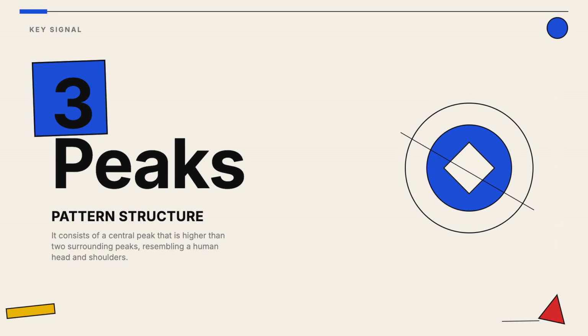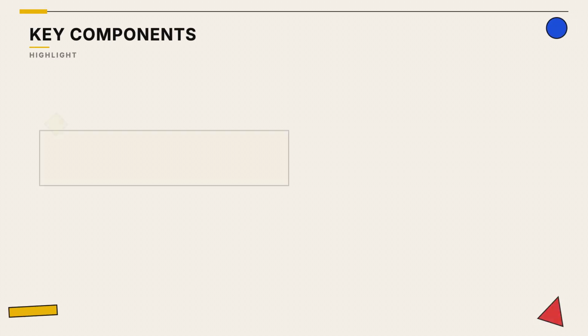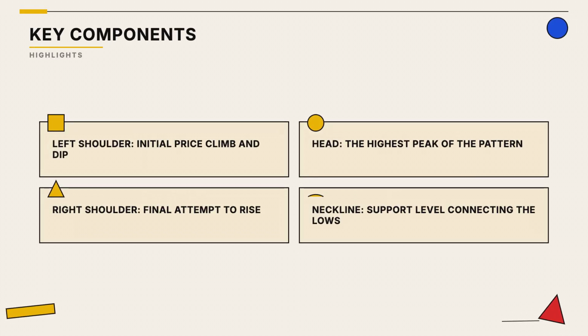The middle peak is the highest, while the 2 side peaks are roughly equal in height. These 4 elements help traders visualize the supply and demand balance as buyers begin to step back from the asset.